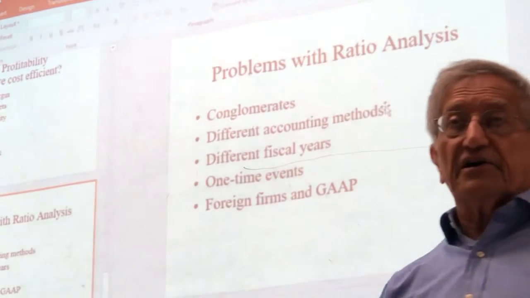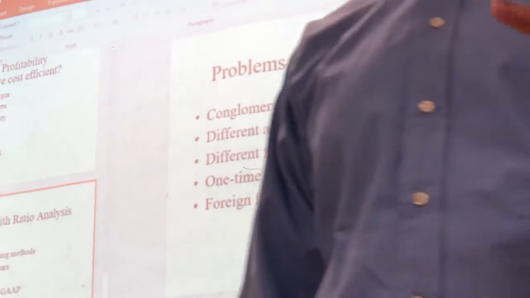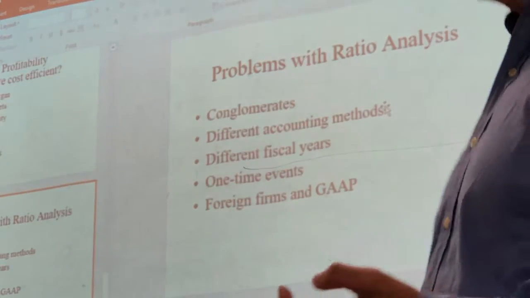One-time events like store closures. If in a given year JCPenney closed 100 stores, that will skew their financial statements. There will be one-time profits or gains, and if you don't eliminate those one-time events, the comparisons will not be accurate. You need to be aware of any one-time event, like a big merger, and eliminate its impact.